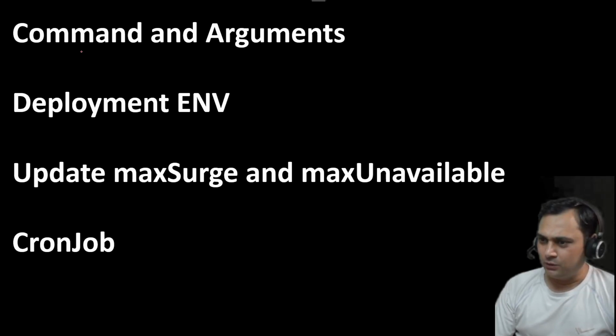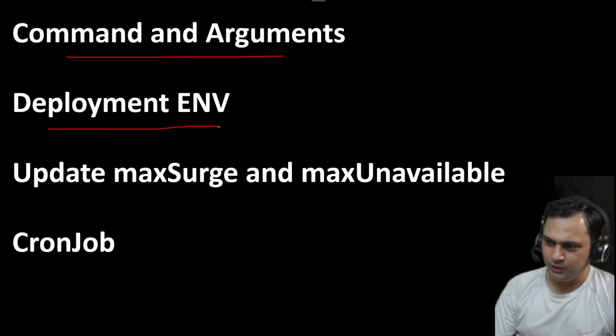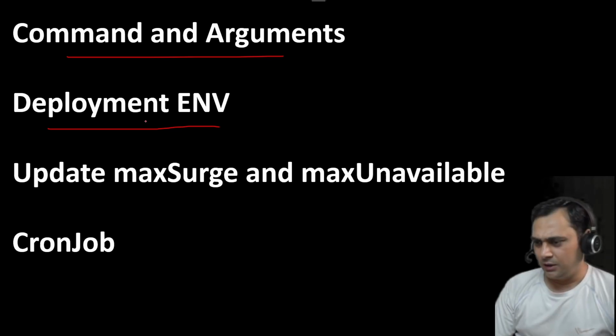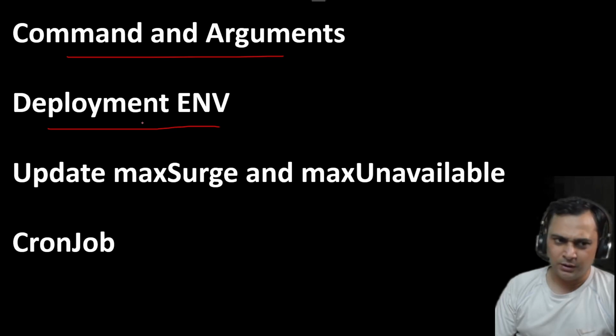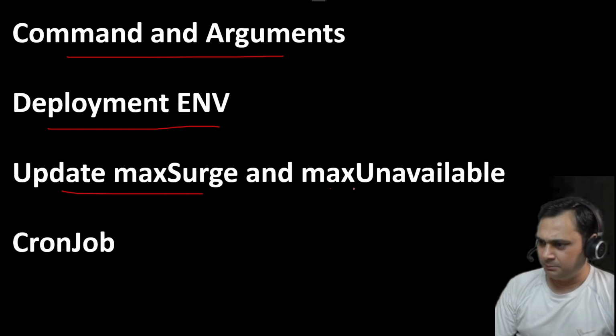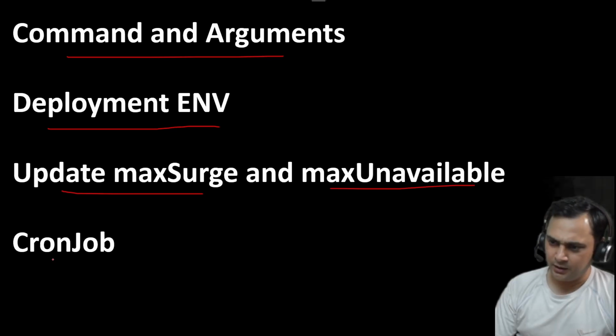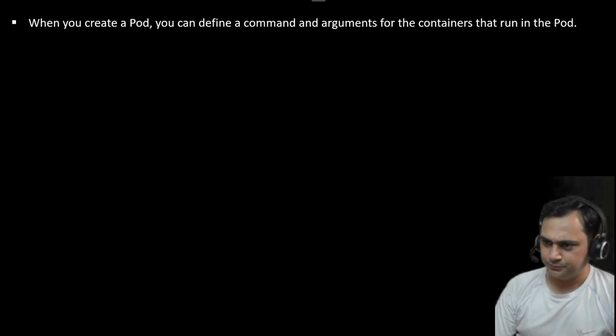Today we are going to cover command and argument. After that, deployment env, that is already covered, but today we will create a deployment using the kubectl command. From the exam point of view, it would be good that we can use the kubectl command line to generate the YAML file, update max surge and max unavailable, and in the last, cron job. So let's proceed with the very first one, that is command and argument.